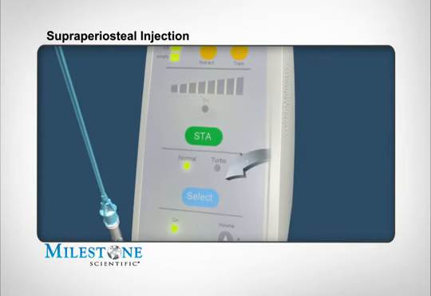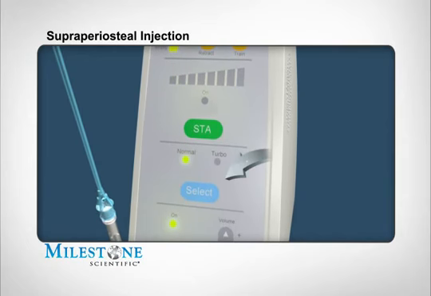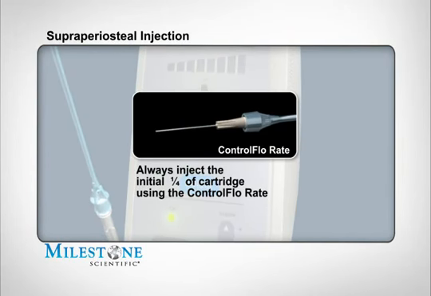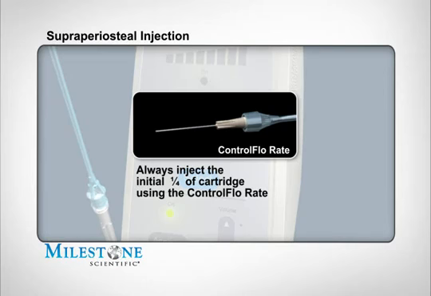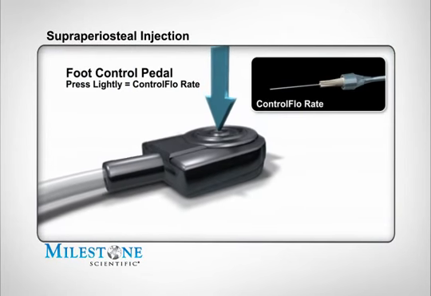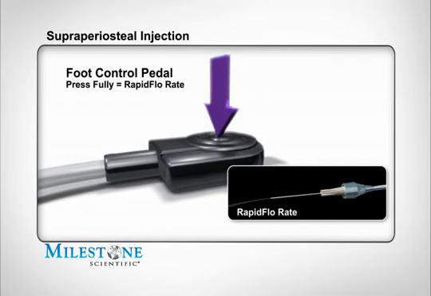Set the STA system instrument to the normal mode, which allows the STA system to function with two distinct flow rates, the control flow and the rapid flow rate. We recommend using the control flow rate for the first quarter of the cartridge for all initial phases of infiltration and block injections. Depressing the foot control pedal lightly allows you to enter the control flow rate. Fully depressing the foot control allows you to enter the rapid flow rate. There's a corresponding beeping tone to distinguish these two rates that you will hear.